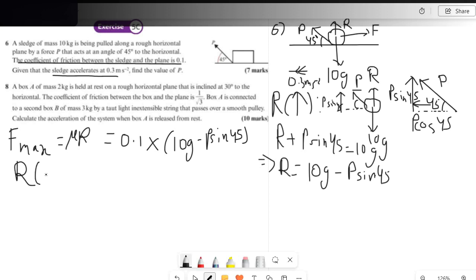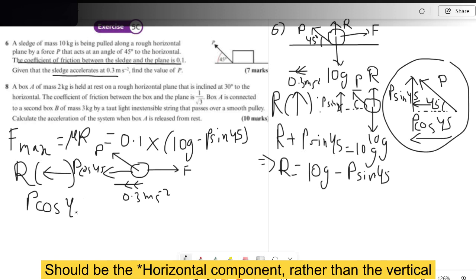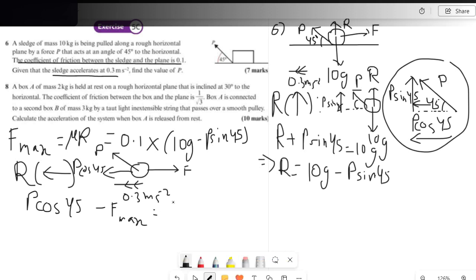Now, resolving to the left, if this is the particle, as usual, this is P with an angle of 45, and this is friction, and this is the direction of acceleration, which is 0.3 meters per second squared. So using this triangle again, we can see that the horizontal component of P is P cos 45. So resolving horizontally, P cos 45 minus F max or friction equals mass times acceleration using Newton's second law, which is 10 times 0.3.